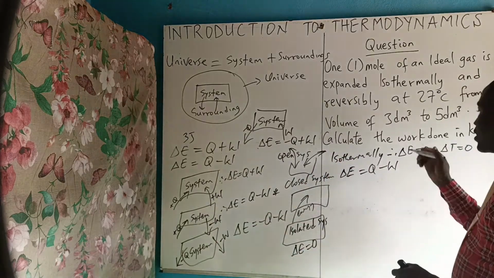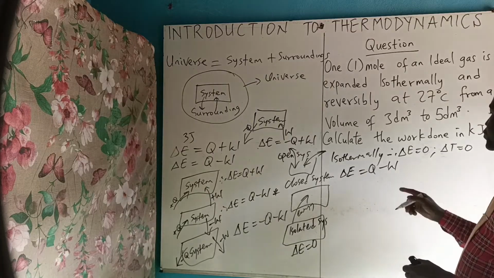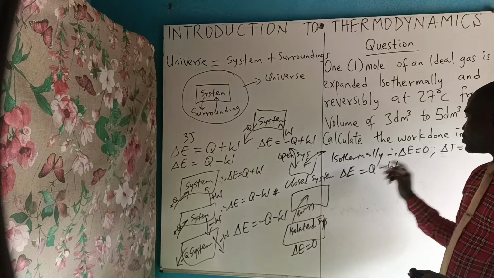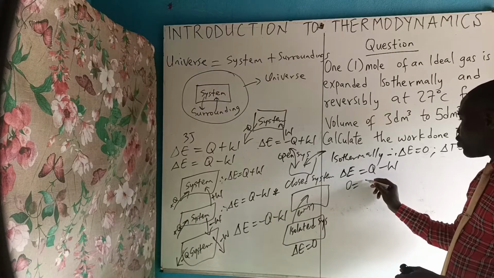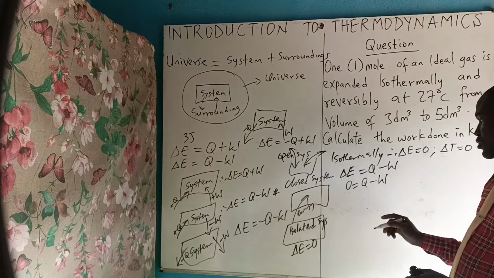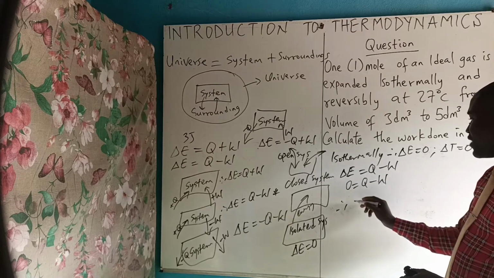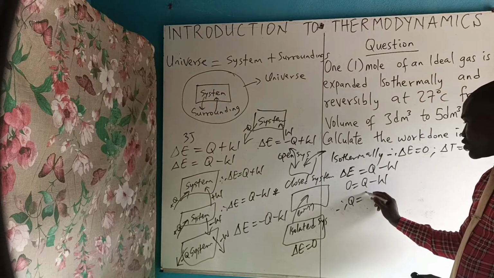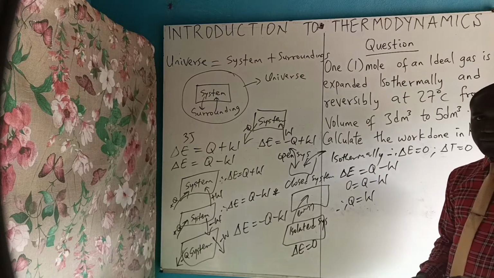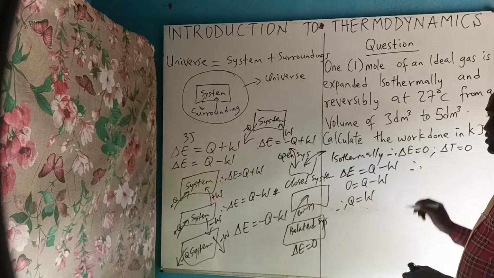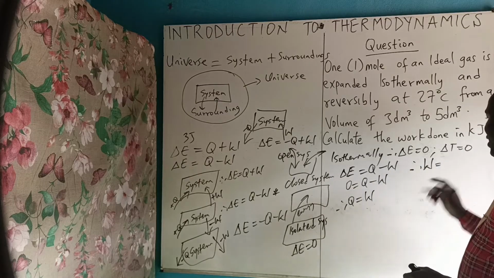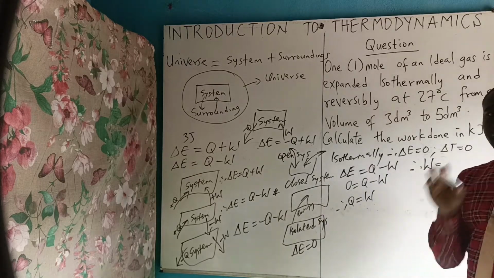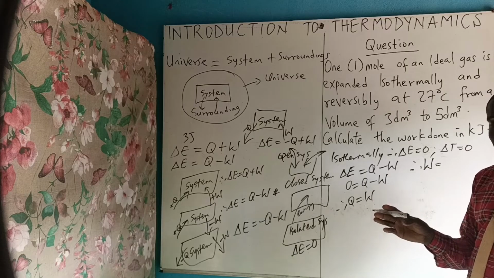Now you notice that when change in E is 0, we have 0 is equal to Q minus W. Therefore, you have that Q is equal to W. Note that the formulas for work are many. For example, force times distance.